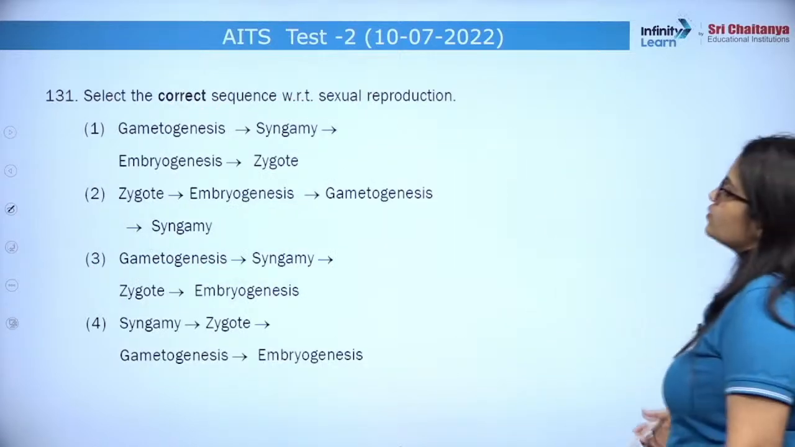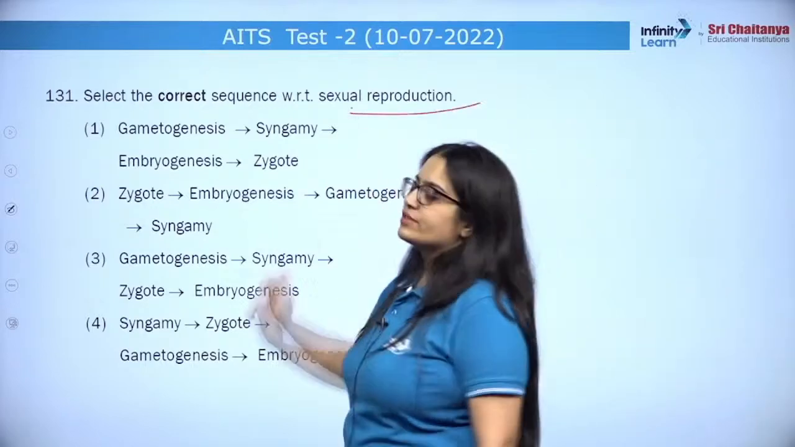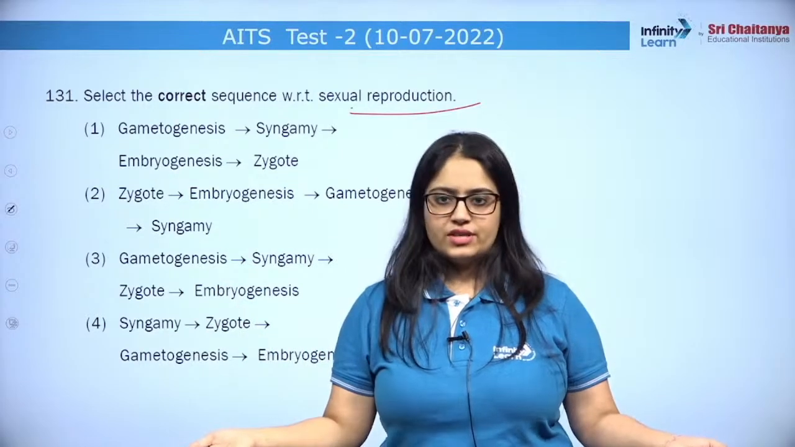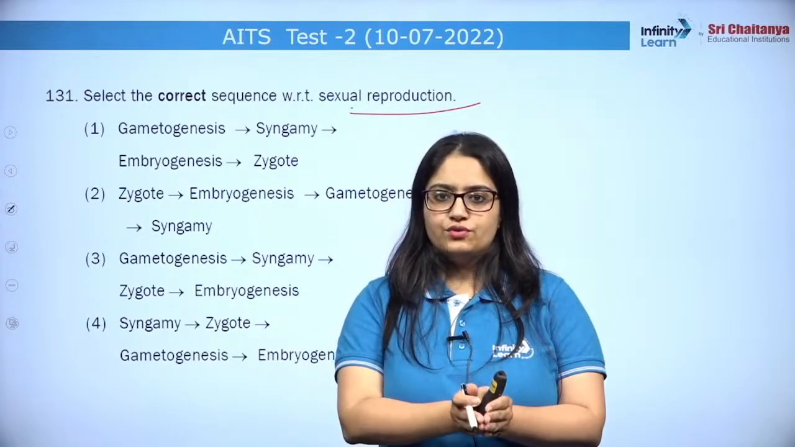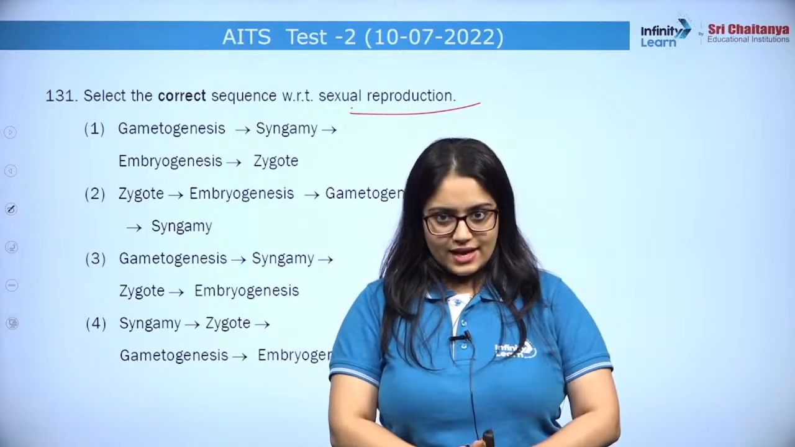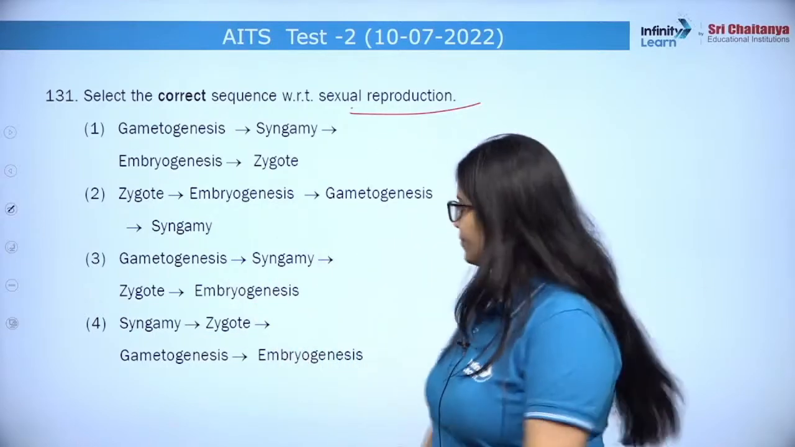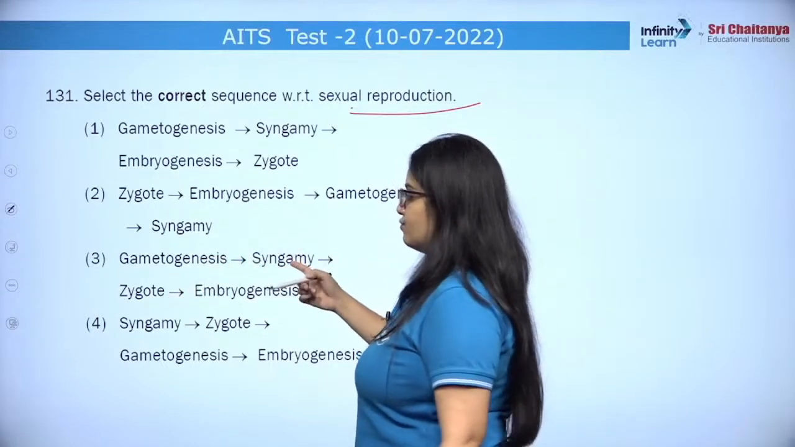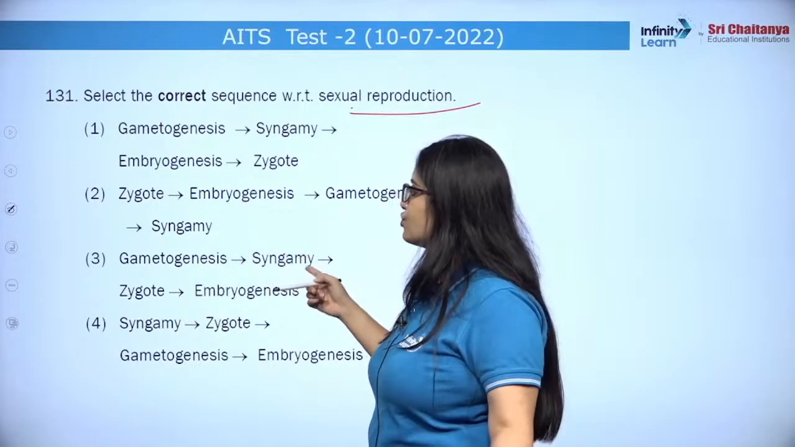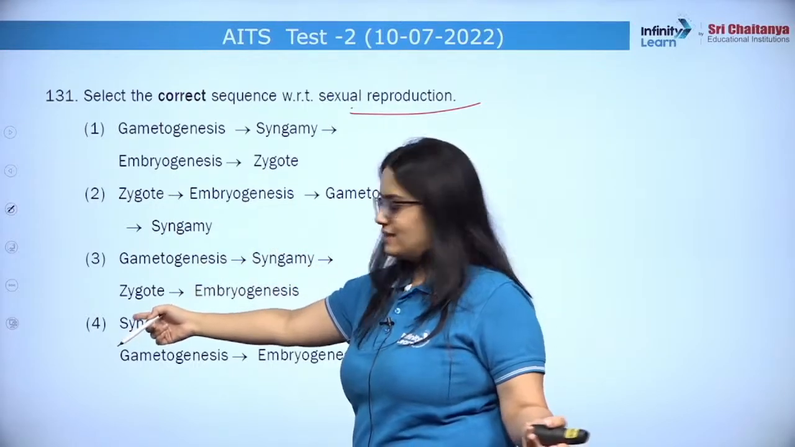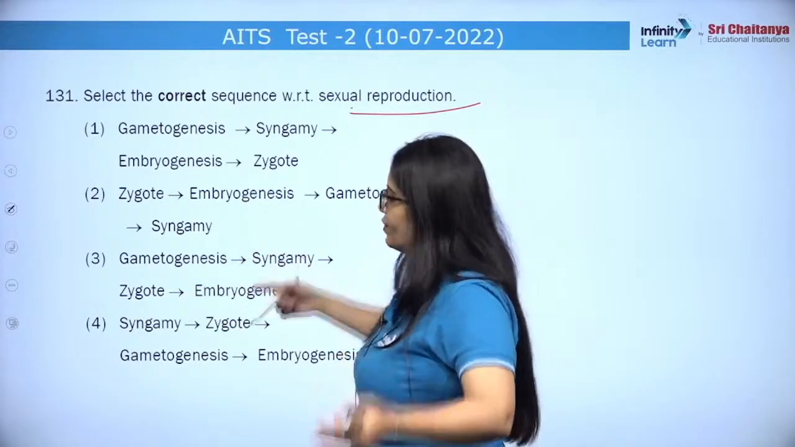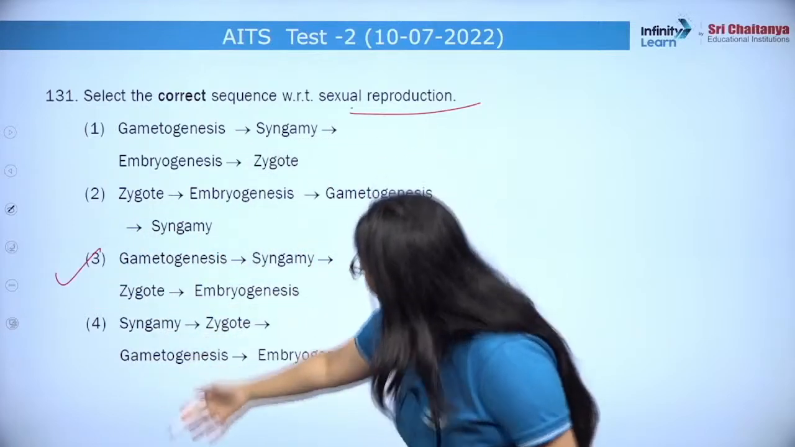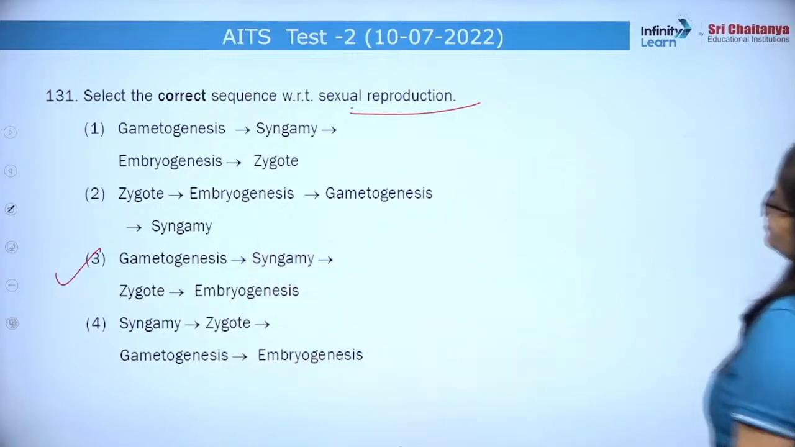Select the correct sequence with respect to sexual reproduction. For sexual reproduction to take place, first of all, gametes should be produced, gametogenesis, then the gametes should fuse, fertilization, as a result zygote will form embryo. So, let us see this: gametogenesis to form gametes which will fuse to form zygote. Fusion of gametes is syngamy, zygote as a result, zygote will develop into embryo which is via embryogenesis. So, gametogenesis, syngamy, zygote, embryogenesis.